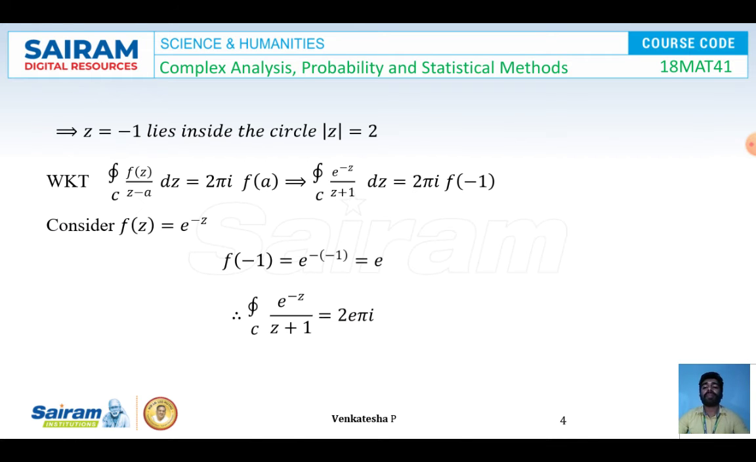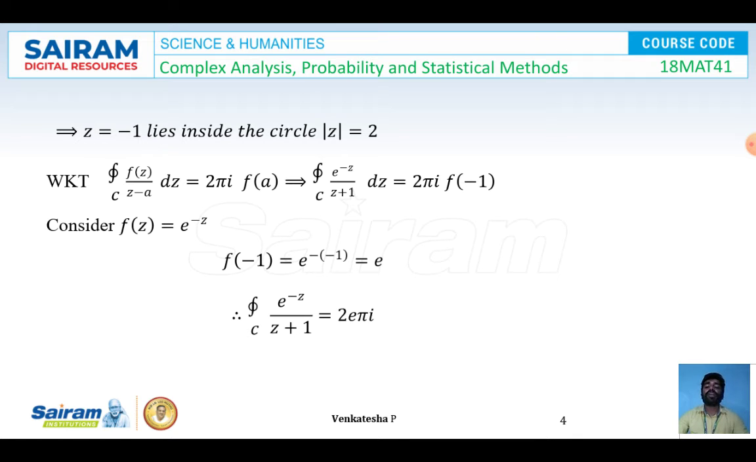The formula will be the integral over the region C of f(z)/(z-a) dz = 2πi f(a). It implies the integral over the region C of e^(-z)/(z+1) dz = 2πi f(-1). So in the place of a, I am replacing the point z = -1. Now we have to find the value of f(-1).